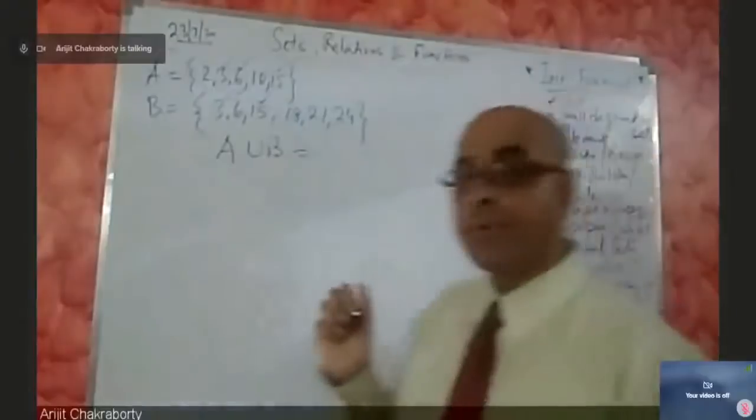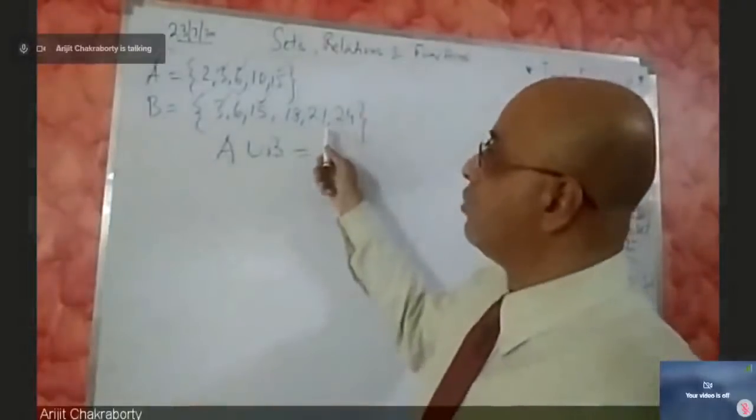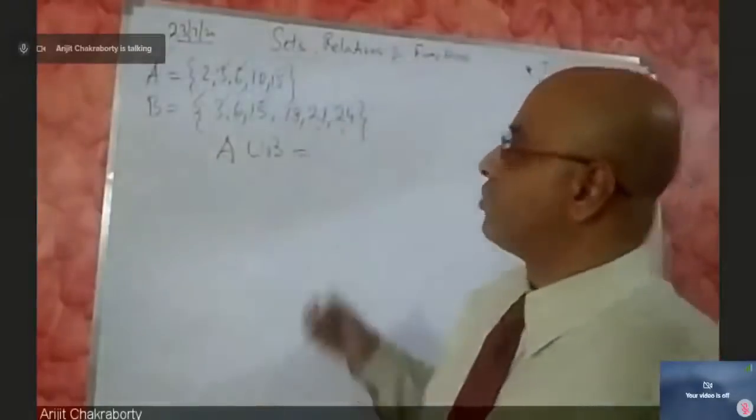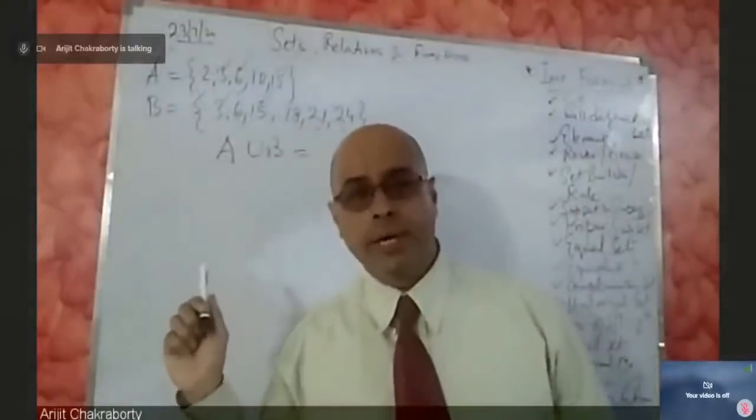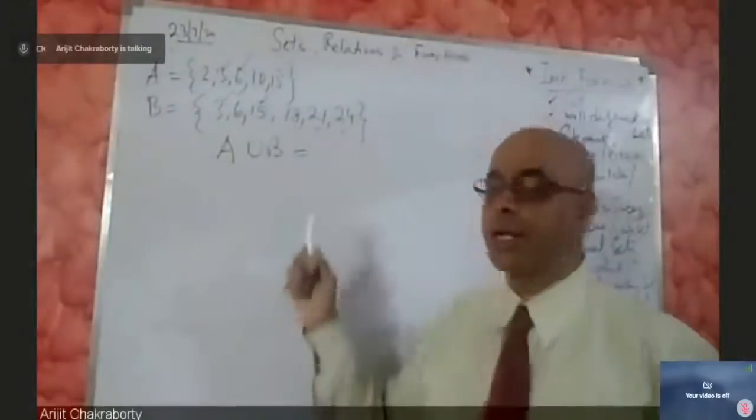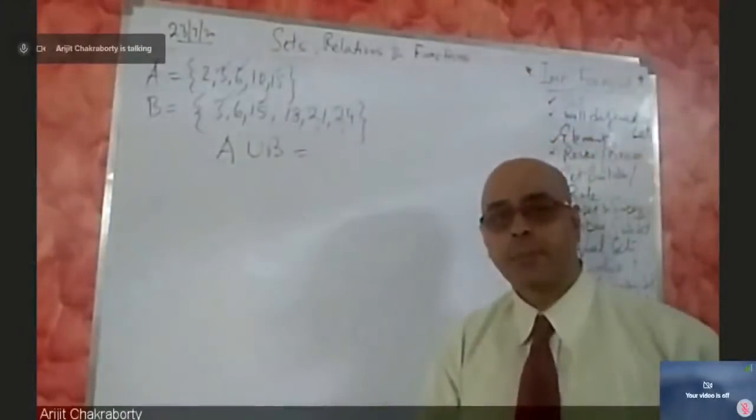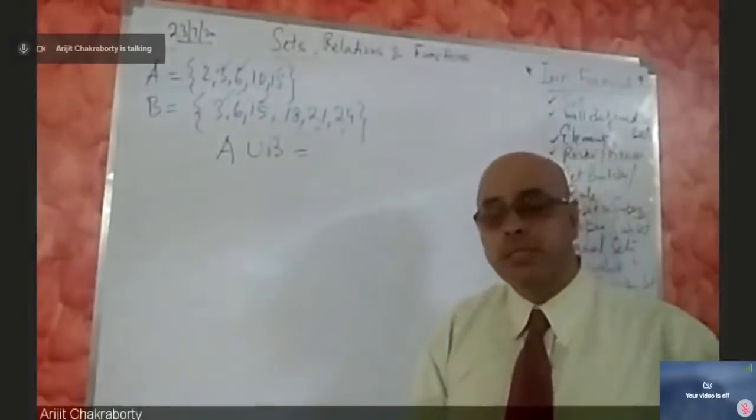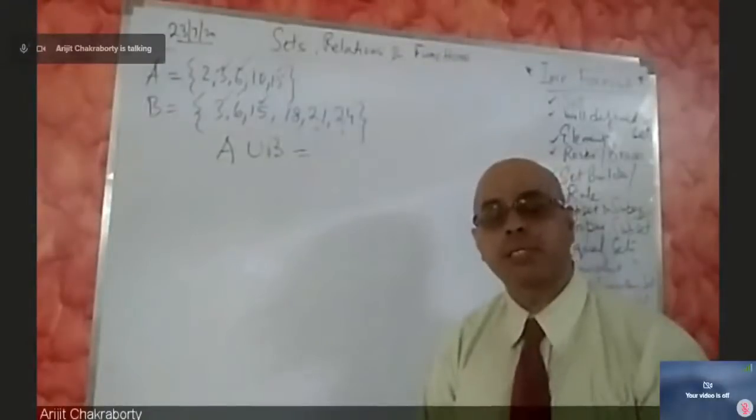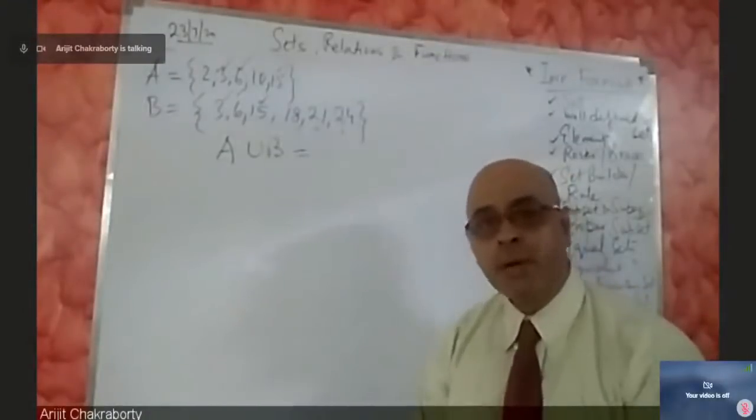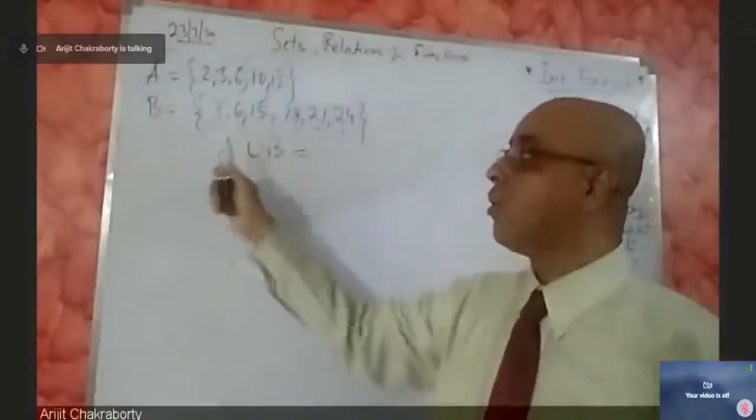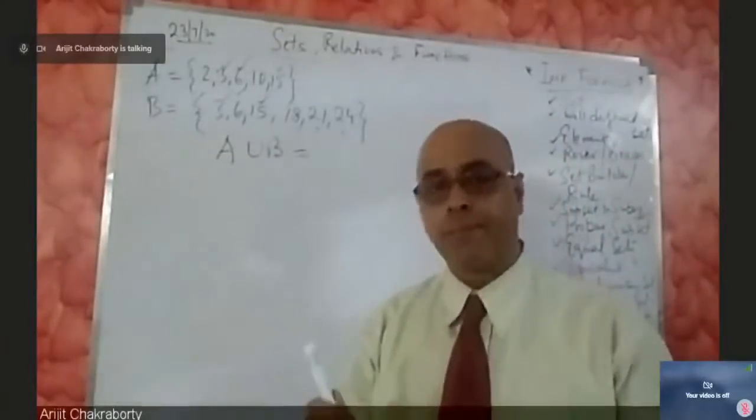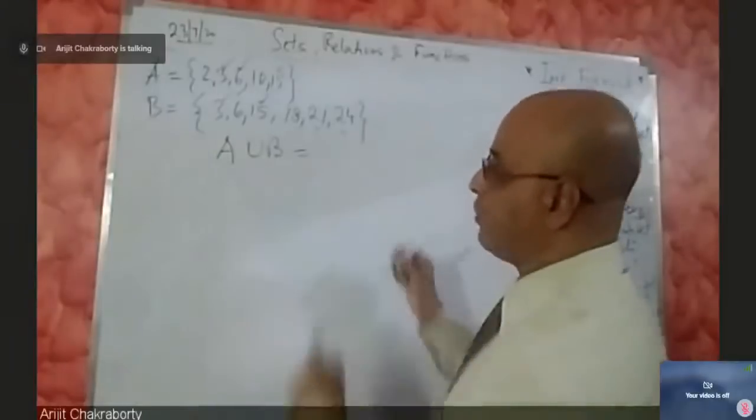Okay, but there are some elements in B which are not there in A. Take the case of 18, 21, 24. These are there in B, but these elements are not there in set A. Please see. So A union B means the summation of two sets such that the elements which are there in either A or B or in both will be included. So let us write A union B.